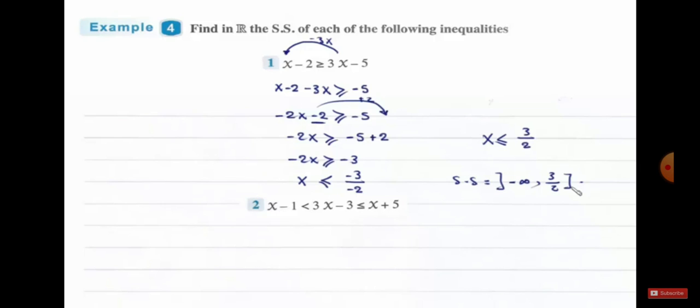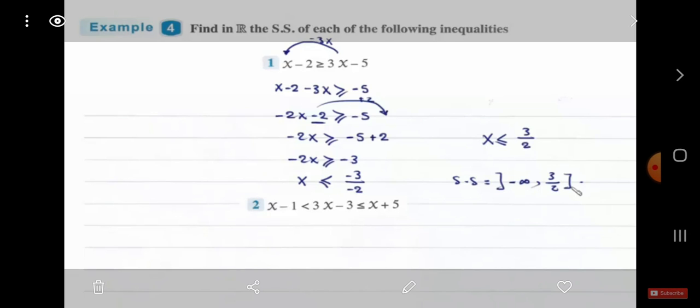Then the solution set is x less than. Then we put negative infinity, always open. Okay? And on the right, 3/2, it's positive. And here is equal, x less than or equal, so we have to put it closed.